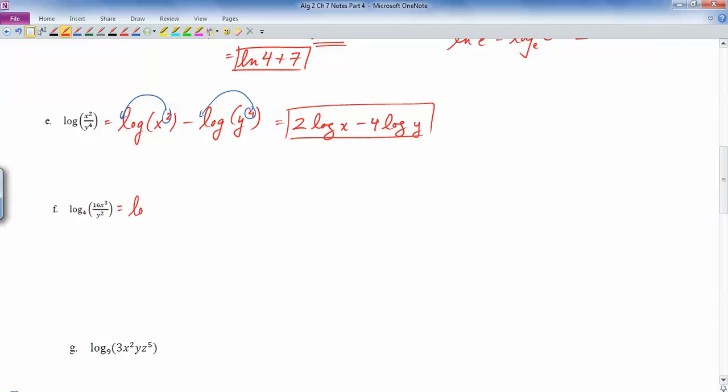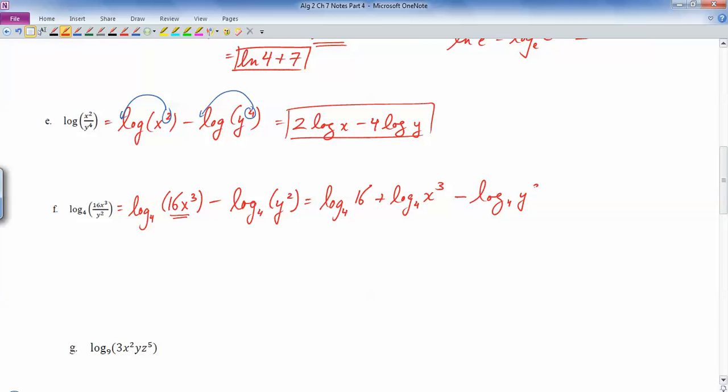F. Okay. So it's also a quotient. So let's do the quotient part first. Log base 4 of the top, 16x cubed, minus log base 4 of the bottom, y squared. And then let's break this up. This is actually a product. So I can write it as log base 4 of 16 plus log base 4 of x cubed, and then the minus log base 4 of y squared.